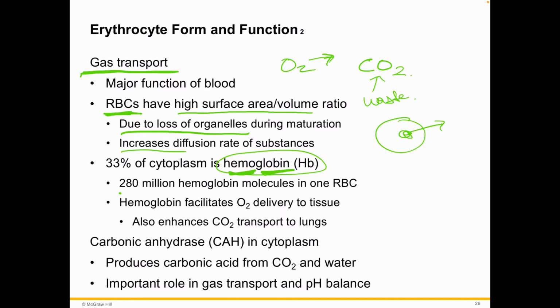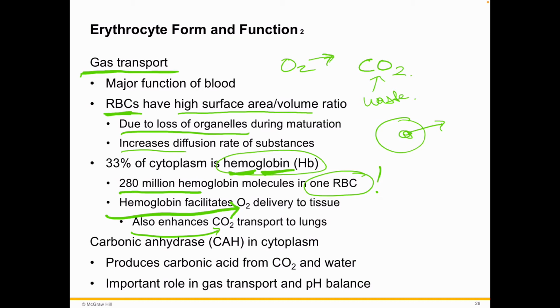So there are approximately 280 million hemoglobin molecules in only a single red blood cell. What? That's so much, because it can deliver a lot of oxygen that way, right? And it also helps transport carbon dioxide to the lungs, but it's really meant for oxygen. It's really meant to be an oxygen seat.